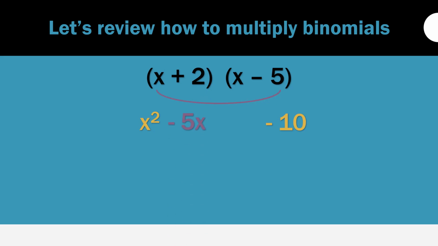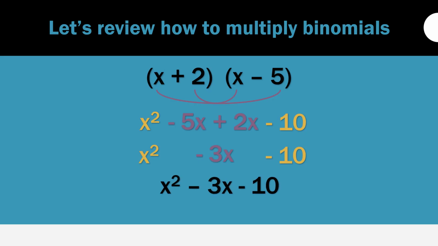What if I look at the extreme outside numbers? The x times the negative 5, that's a negative 5x. And then the two inside terms, the 2 and the x, gives me a 2x. Now notice those two have the same terms. They can be added together. I don't have anything else with the x squared and the negative 10, so I'm going to leave them alone. But when I add a negative 5x plus a 2x, I get a negative 3x. So multiplying these two binomials together, I get an x squared minus a 3x minus a 10.